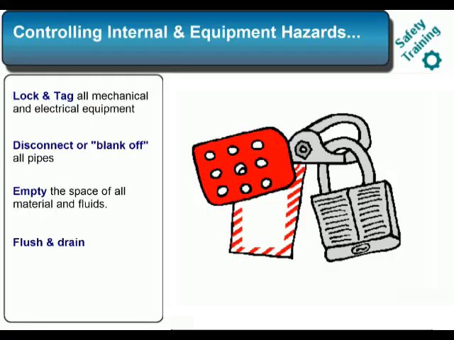Internal physical hazards must be controlled or eliminated before entering a permit-required confined space. All mechanical and electrical equipment must be locked and tagged to prevent inadvertent startup or movement. Before entry, the space should be emptied of all material and fluids. All pipes must be disconnected or blanked off to prevent material from entering the space while it is occupied.